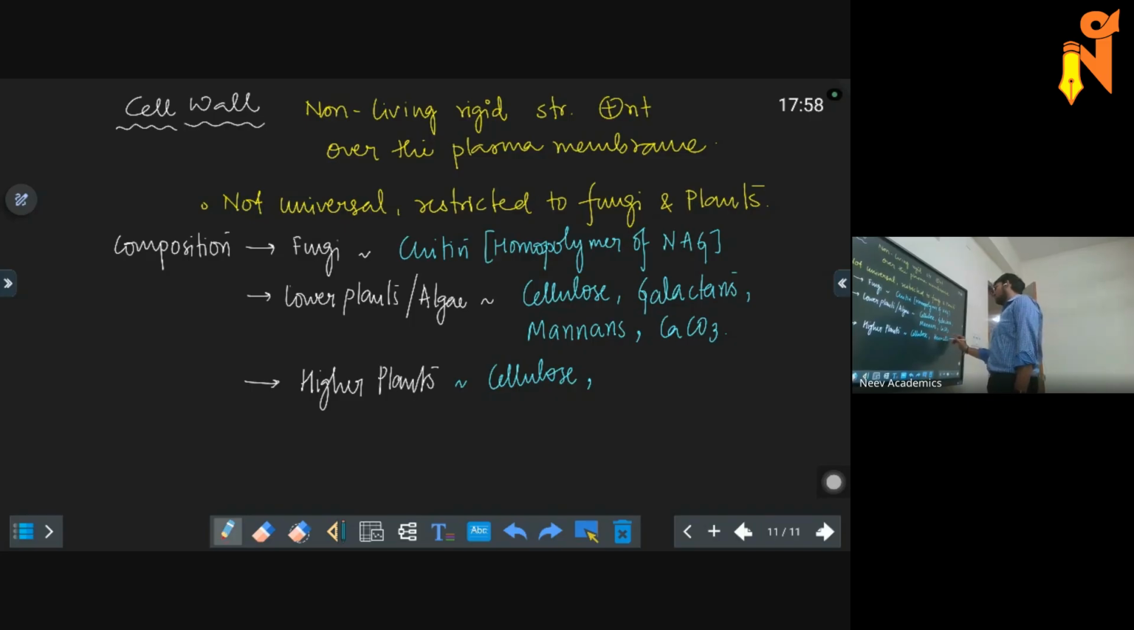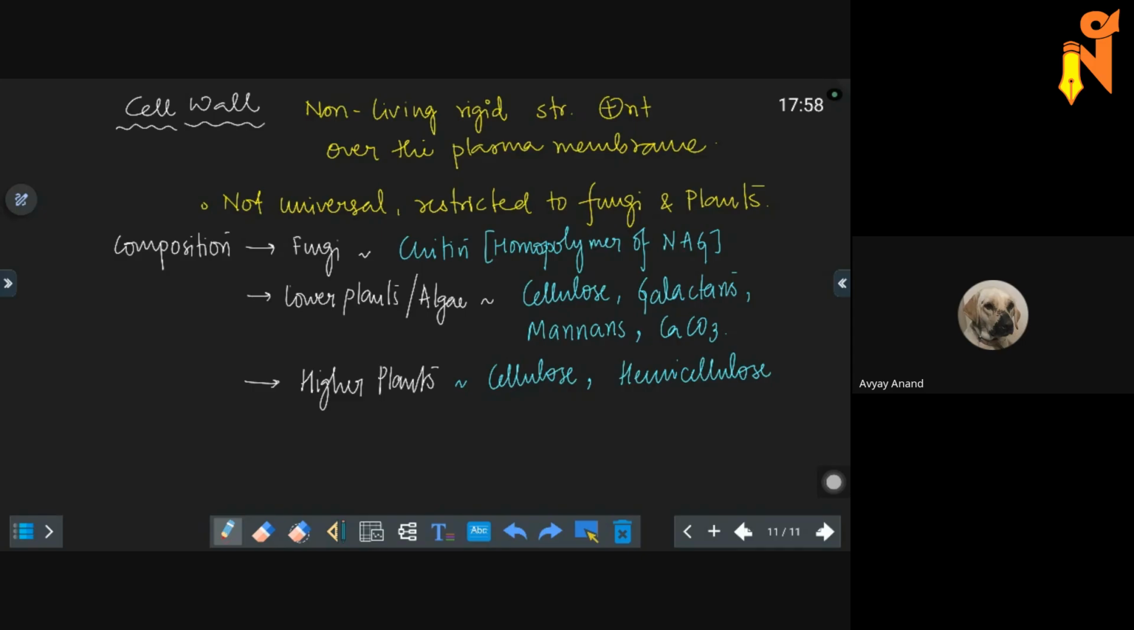One more thing for everyone is galactans and mannans. You have heard about galactose, the sugar galactose. If that sugar is modified into an alcoholic sugar, then it will become galactans. Understood? And mannose is another form of galactose sugar, and with an alcoholic functional group it will form mannans. So both galactans and mannans are alcoholic sugars. Sir, how do you spell galactans?